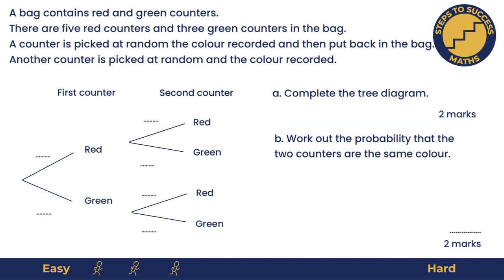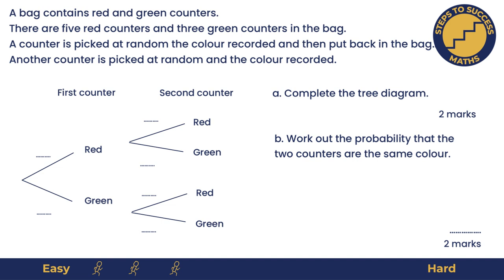A bag contains red counters and green counters. There are 5 red counters and 3 green counters in the bag. A counter is picked at random, the colour recorded and then put back in the bag. Another counter is picked at random and the colour recorded.